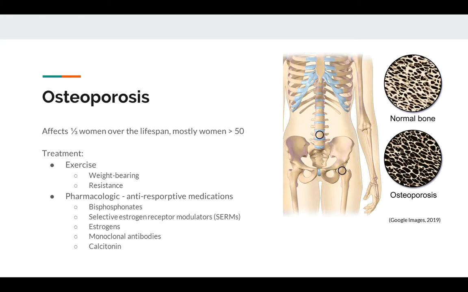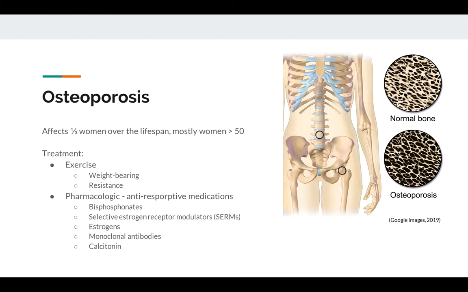Premenopausal women can get osteoporosis, but there's no standard definition for how to diagnose it. Usually it's considered whenever the Z-score is less than -2.0 on a DEXA scan. And then when we treat women who are premenopausal, we treat by treating the underlying cause.